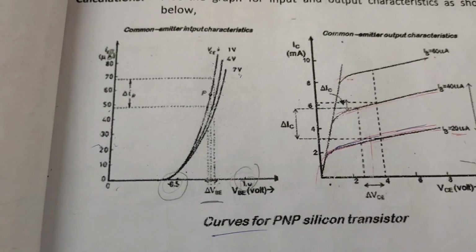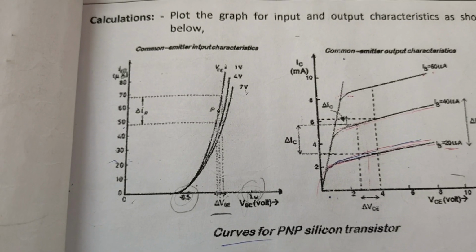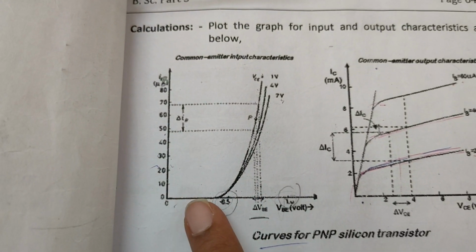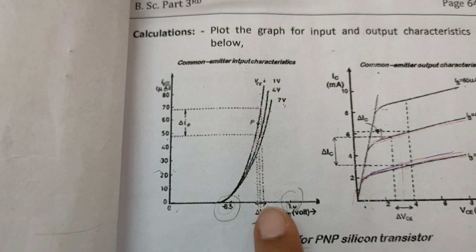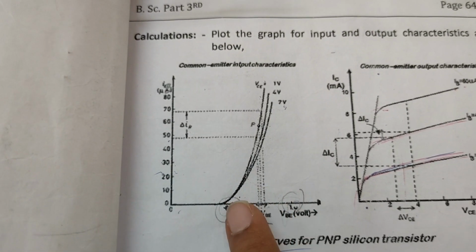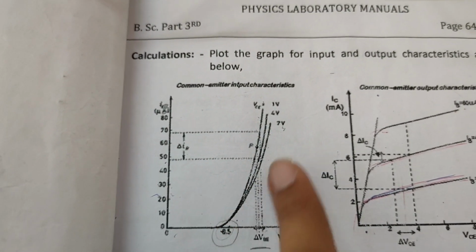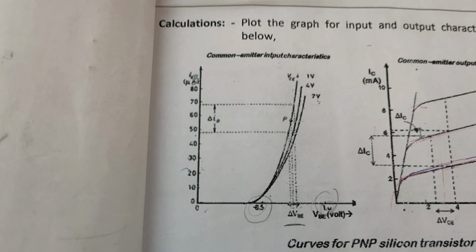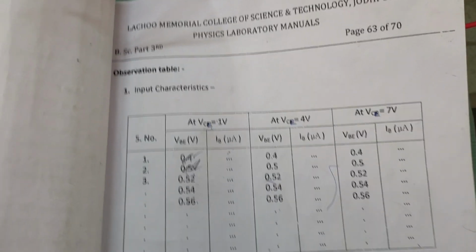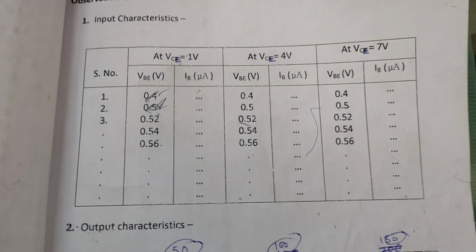So this is the input characteristic curve. Initially our current was 0 and slowly, as we increase the voltage, we can see that the current was also increasing. So this is the input characteristic curve and the graph will look like this. We take the readings for different values of VCE.